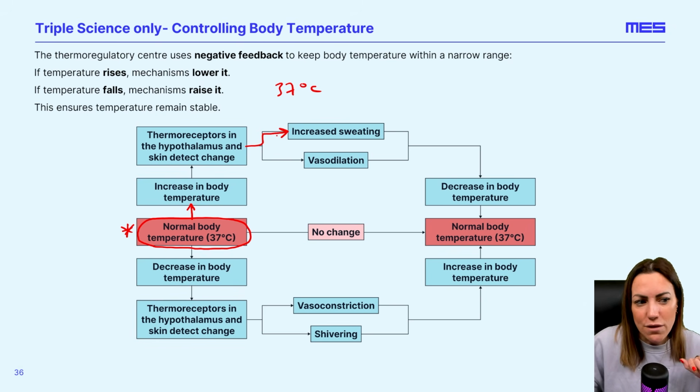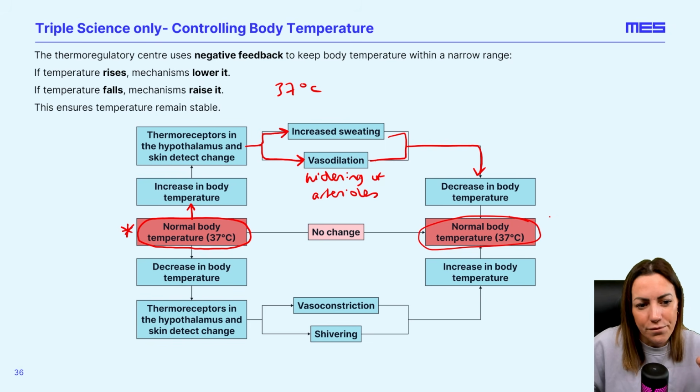Sweating, the production of sweat, will start to increase, and vasodilation will start to take place. Now, vasodilation is basically a widening of arterioles, so narrow arteries. That will lead to a decrease in body temperature. So we're going back to normal body temperature, which is what we want.